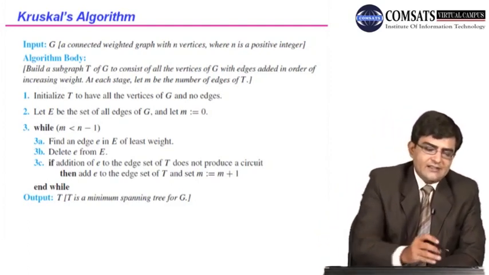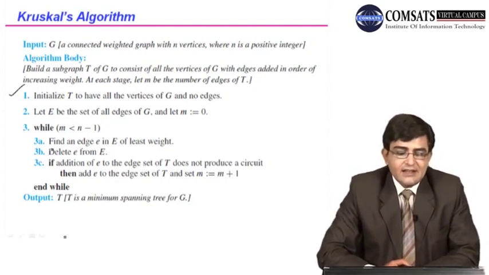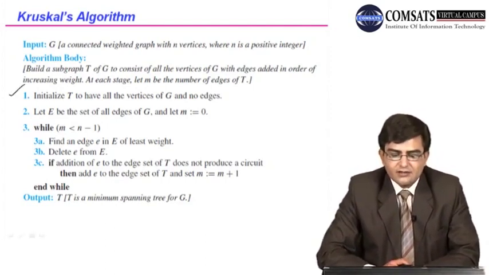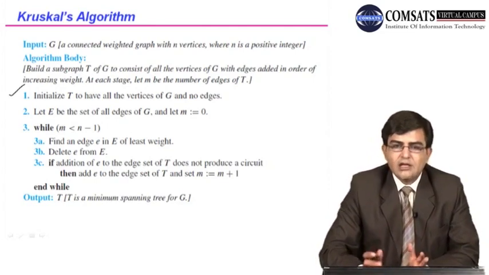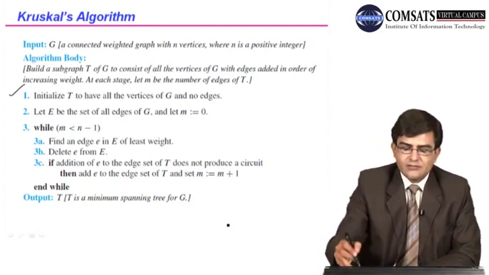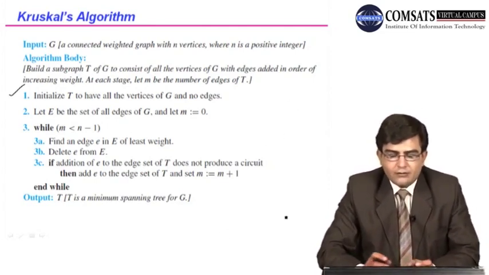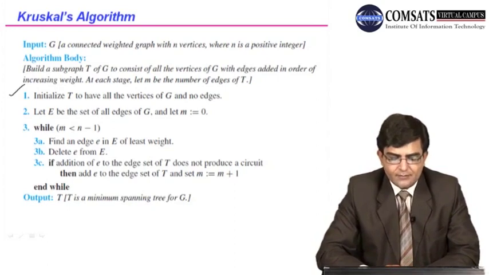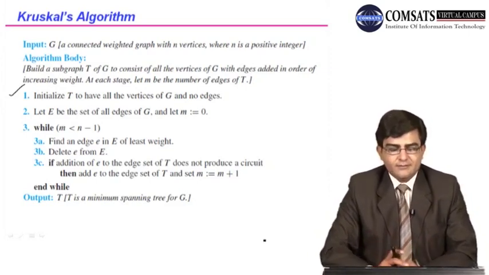So how to initialize this algorithm? Initialize T to have all the vertices of G and no edges. That is, we draw all the vertices of that graph with no edges. We don't draw any edge between any two vertices. In the second step, let E be the set of all edges of G and let m be 0. That is, there is no edge in the graph.